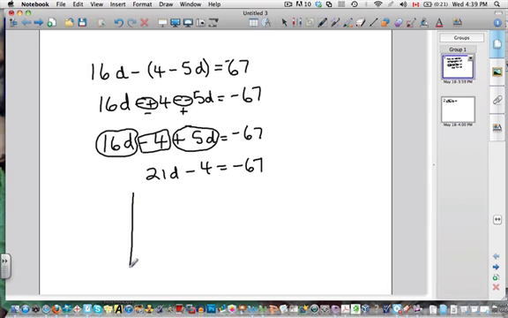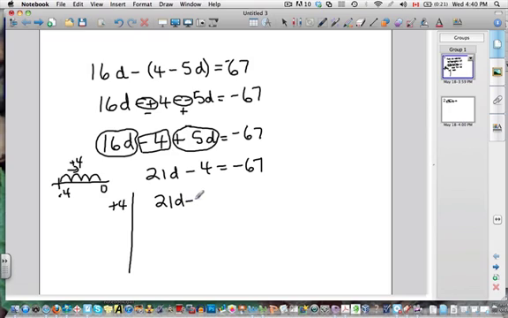Now I look at this and remember that I want to collect all of my variables with their coefficients on one side of the equal sign, and I would like to collect all of my constants on the other side, so the right side of the equal sign. So what can I do to negative 4? What can I add and subtract to negative 4 to get to 0? So I can add 1, 2, 3, 4. If I add 4, I will be at 0. So I am going to add 4 to both sides.